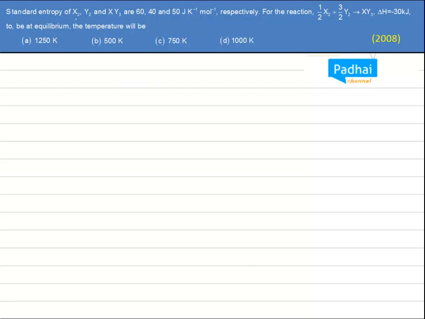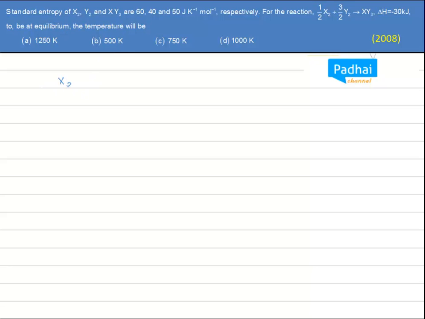Standard entropies of X2, Y2 and XY3 are given, respectively. For the reaction, half X2 plus 3 by 2 Y2 giving XY3, delta H is given. Now, if this reaction had to be in equilibrium, what should be the temperature?